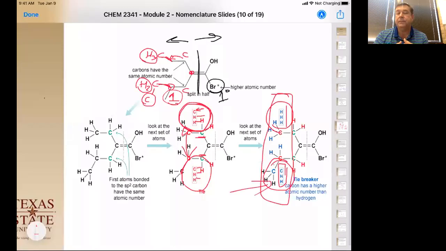Does that make sense? Yes, because of the carbon. Because the carbon has a higher atomic number. Okay, thank you. Okay, great. Good question. I like when we can clarify things like that.